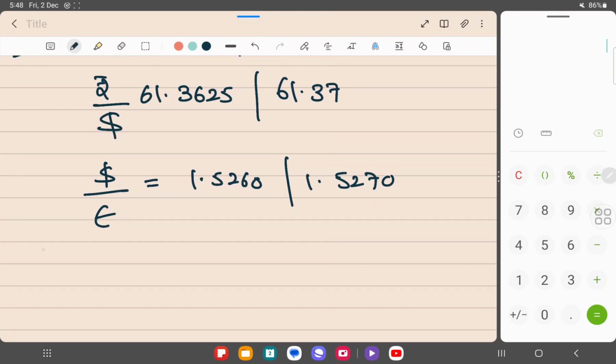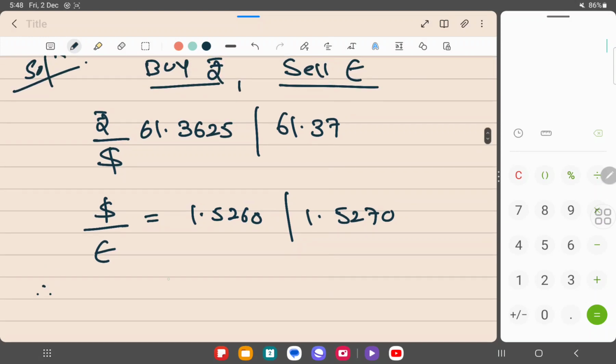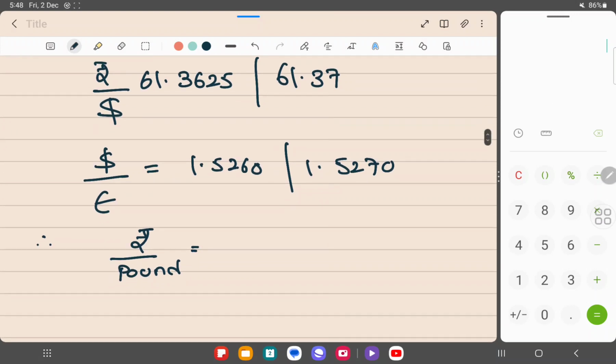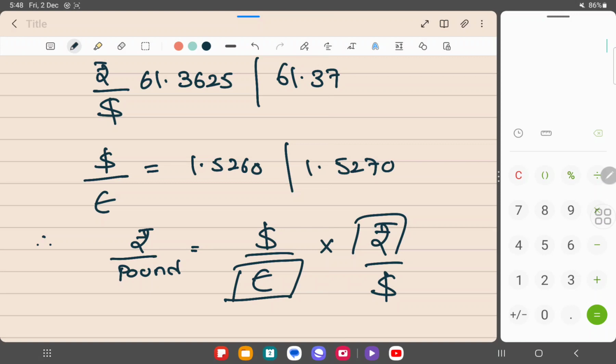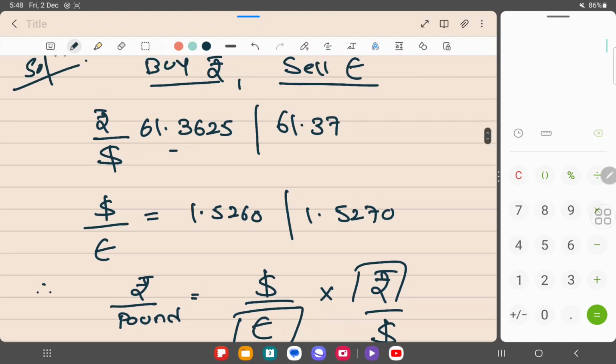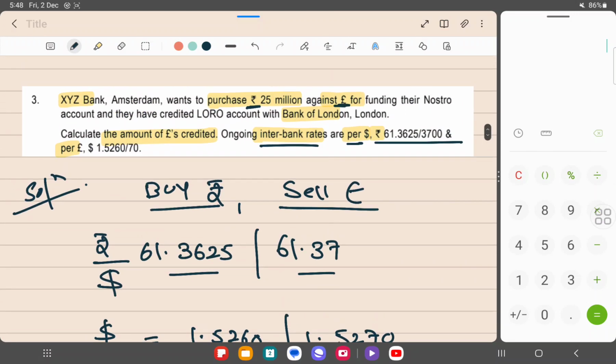So therefore we will perform the cross rate of rupee by pound is equal to, where is pound? Here. So dollar upon pound into this one, rupee upon dollar. If you look very carefully, this dollar will cancel out and will leave the rupee upon pound for us, which is what we want. Now both are given, it is bid and ask rate for both these quotations are given. Now what to select, also what to do, should we multiply them or should we divide them? To understand that very briefly, I'll give you an explanation for that as well.